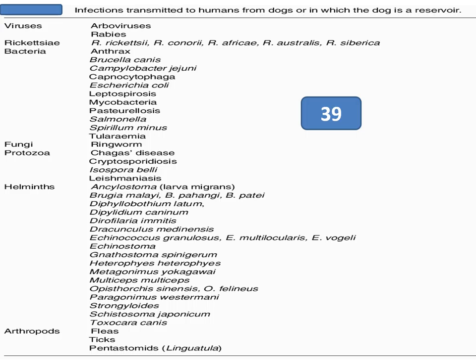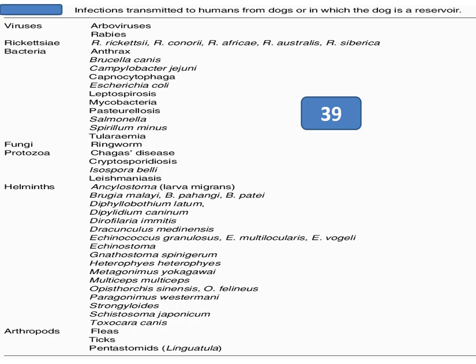Among them, rickettsia, bacteria like anthrax, brucella, Campylobacter jejuni, Escherichia, leptospirosis, mycobacteria, pasteurellosis, salmonella, tularemia, ringworm, Chagas disease, and many others.